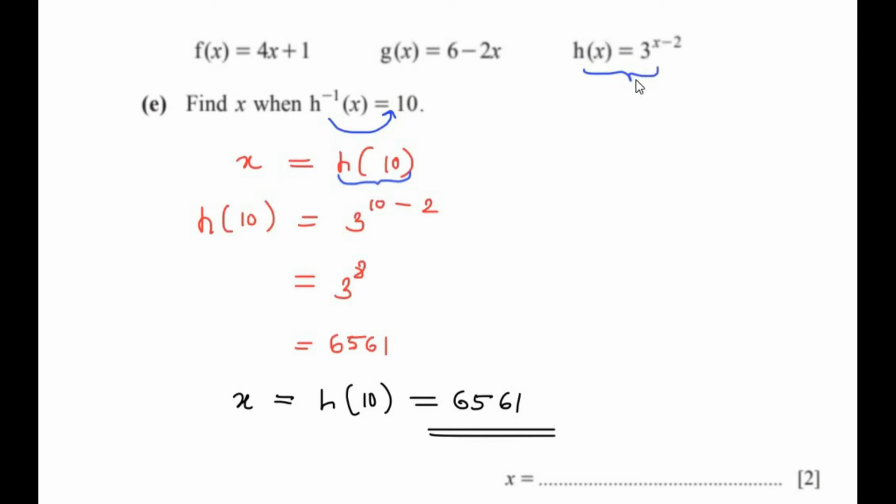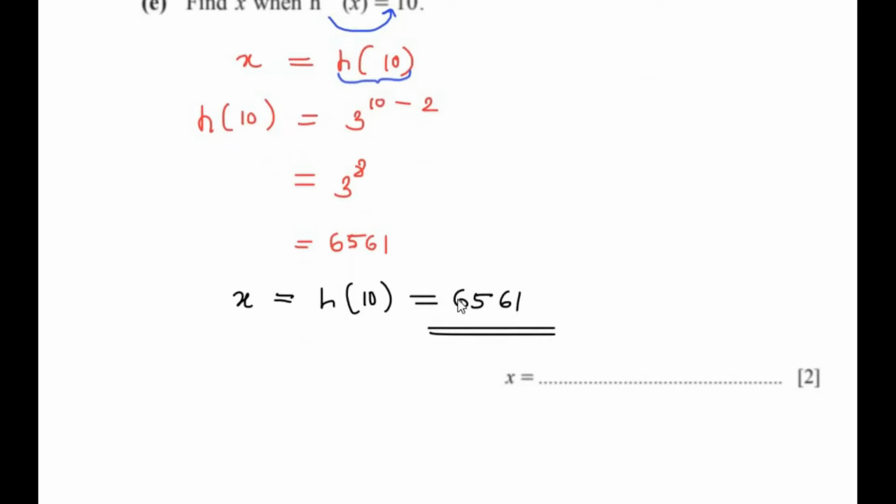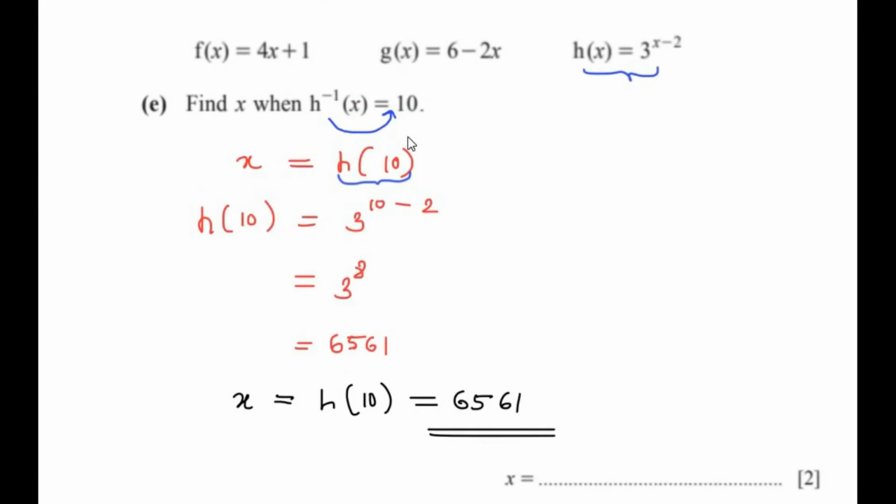So here we have written 3 to the power of 10 minus 2, that will give us 3 to the power of 8, and this will give us 6561. Now since x is equal to h of 10, we get the value of x as 6561. So this is the answer for this given question.